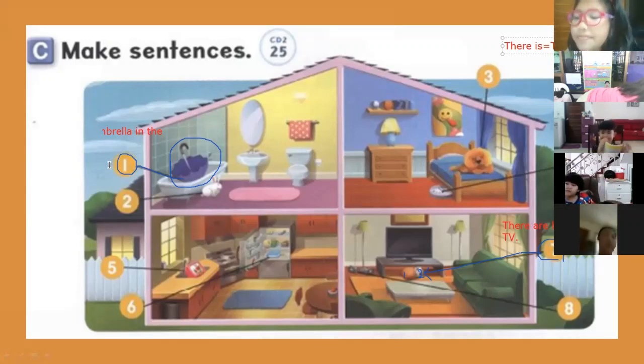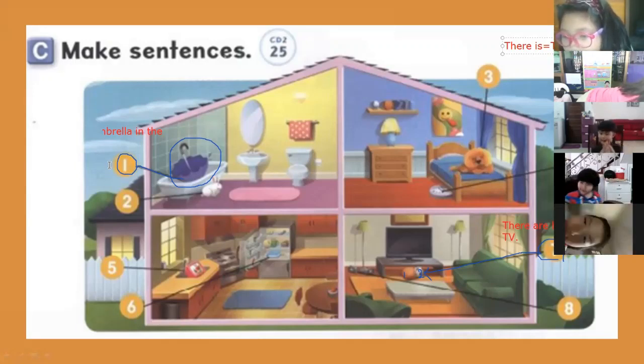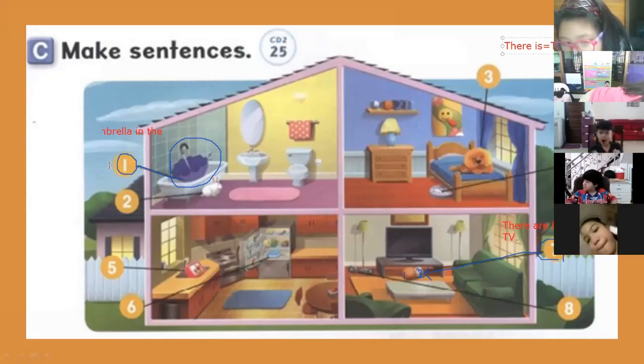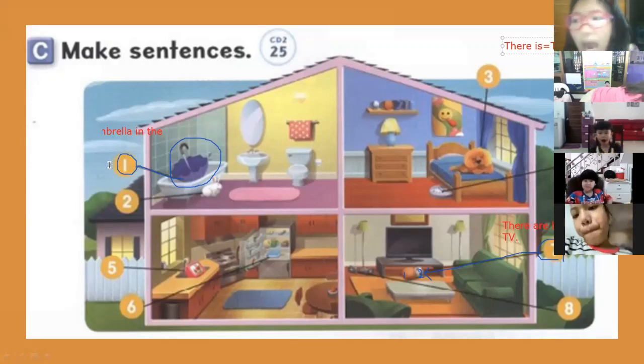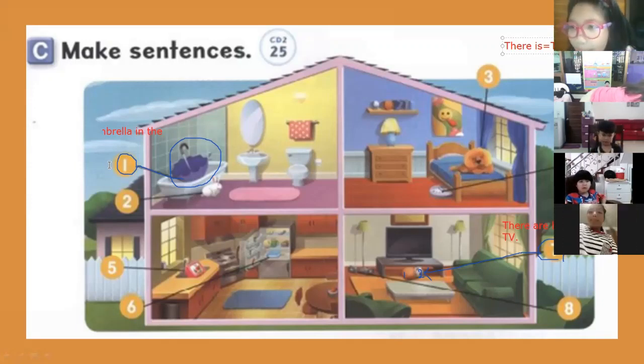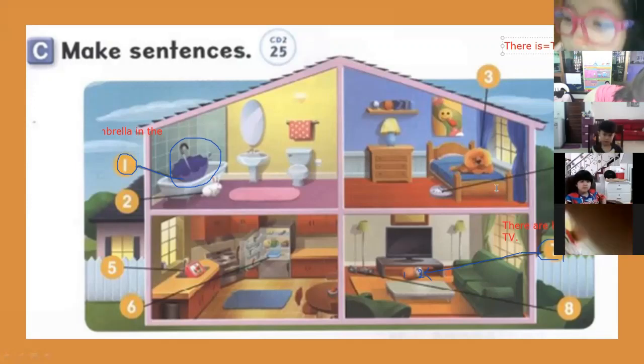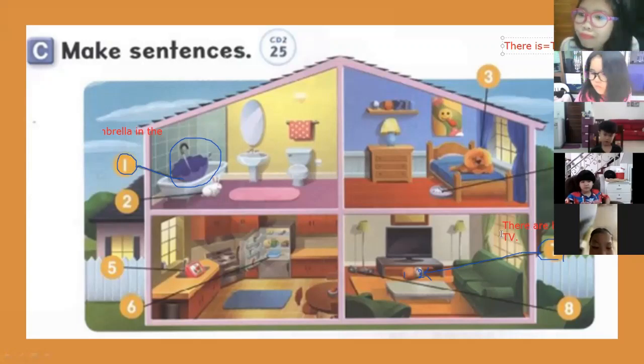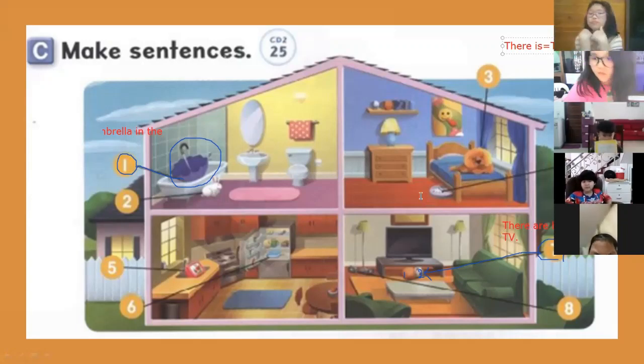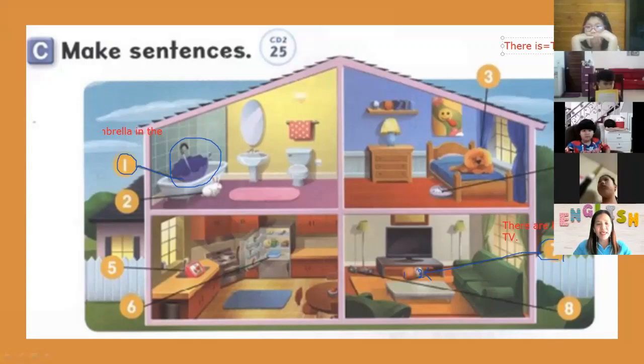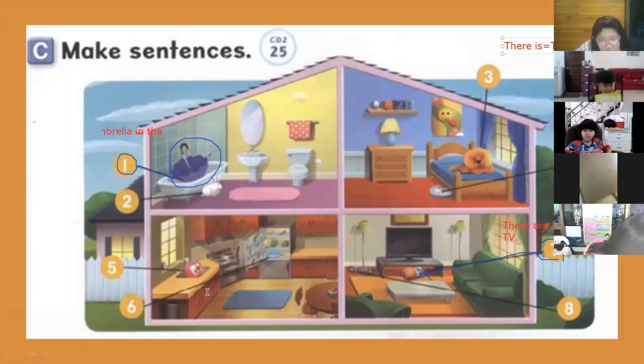Okay, so we continue now. We're making sentences, teacher. Always use there is, there are. The short word for there is, there's. Can you please do numbers 2, 3, 4, 5, 6, and 8? We will give you 2 minutes.